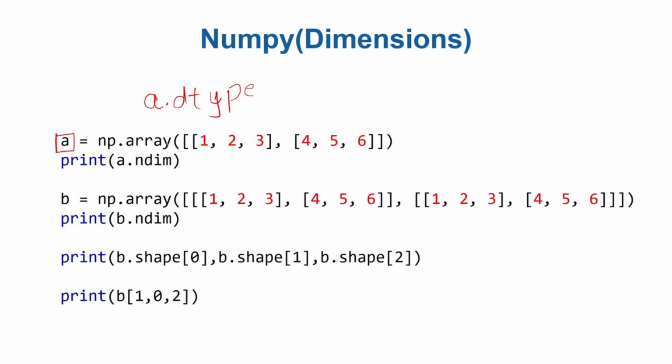Remember, all the elements of an NP array must have the same data type. It cannot store heterogeneous arrays as it is. Now there is another property, ndim, sometimes called the dimensions. That tells what the dimensions of the array are.